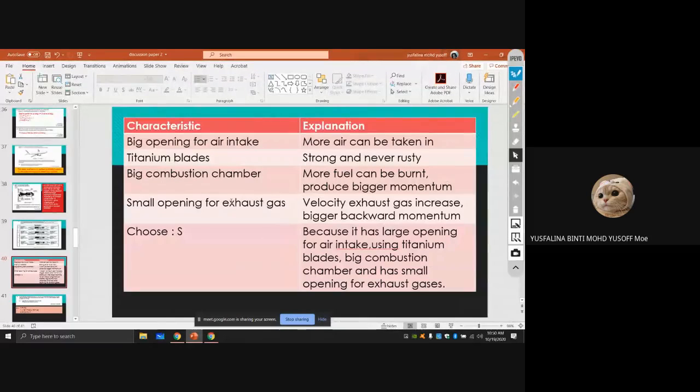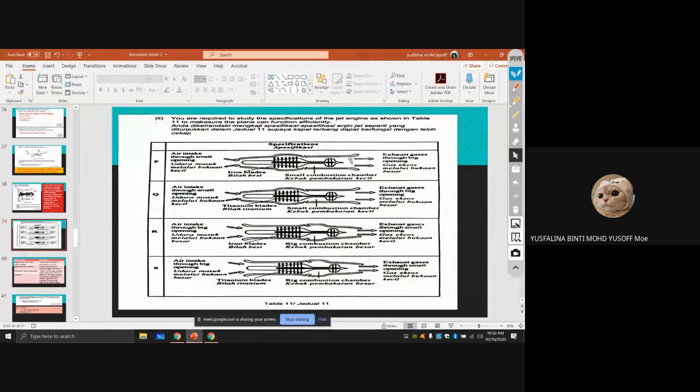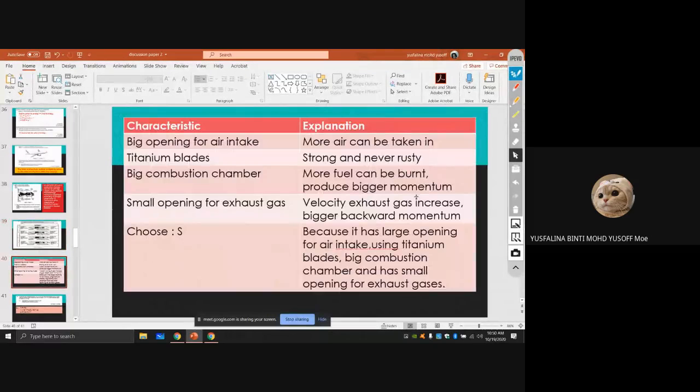Next one should be at the back here, where the hot air is released. It should be a smaller opening. Small opening means high velocity, and high velocity means bigger backward momentum. Then of course the last one you have to choose, so I choose S. So copy back all the characteristics here. Please answer in this kind of table.